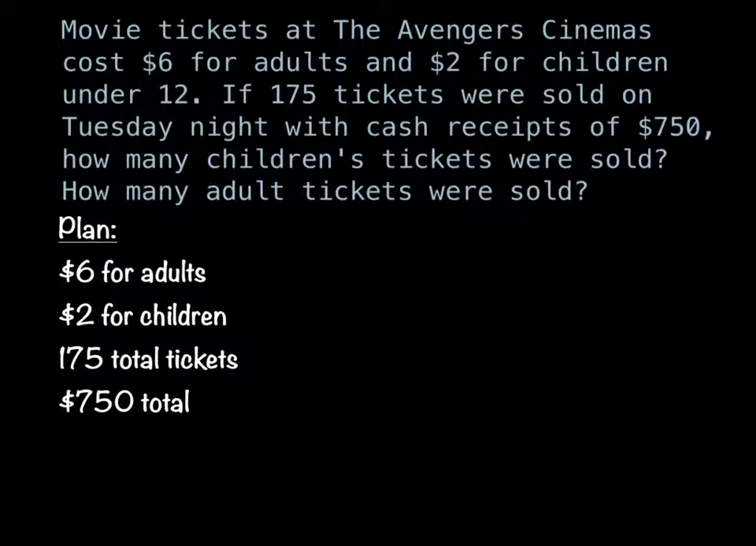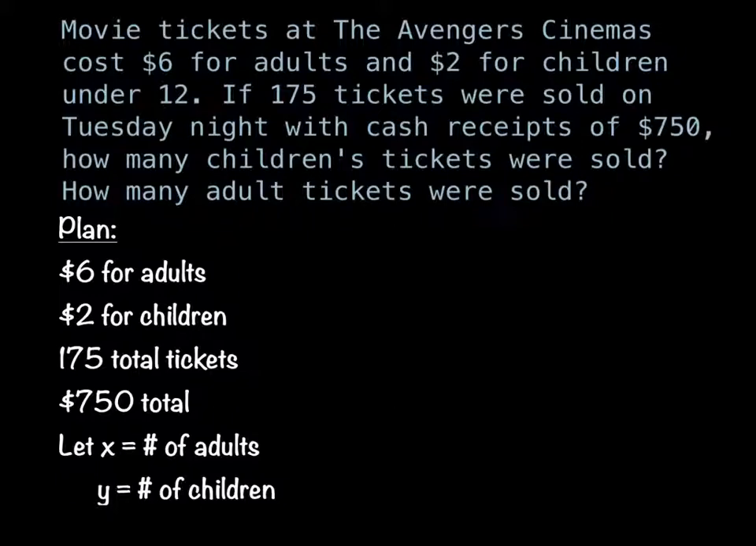And like all plans, we need a let statement. Because we're talking about two things, that means we're going to need an X and a Y. So we're going to say that X is the number of adults and Y is the number of children.